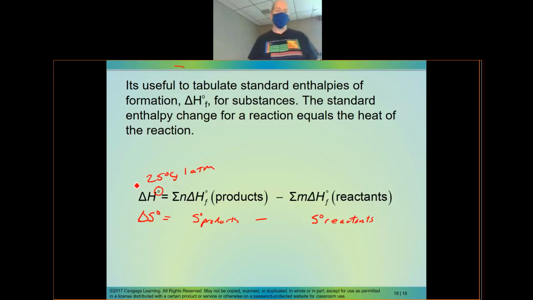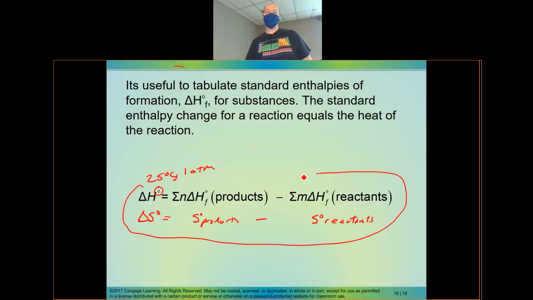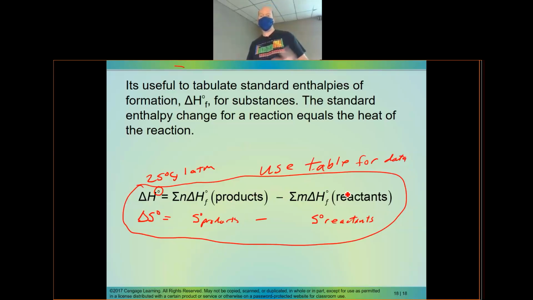These are interesting because we can use a table at any temperature. Use whatever table number we have for these data. You get your products and your reactant numbers from this table at any temperature.